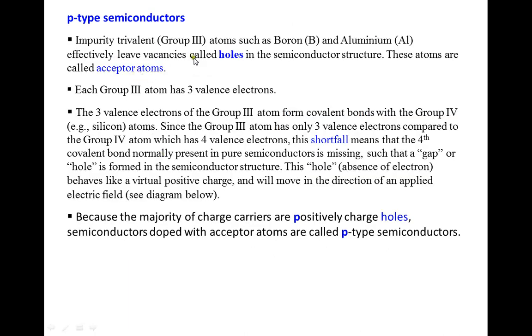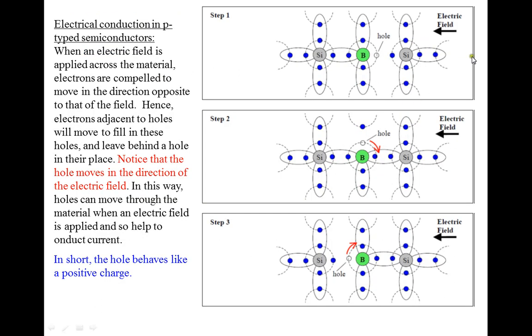Because it wants to accept an electron, these are called acceptor atoms. And it will try to make up for the shortfall of the 4th electron. Because the majority charge carriers are positively charged holes, these semiconductors are called p-type semiconductors. If we apply an electric field from right to left, the hole will be moved towards the left, in the direction of the electric field. In short, the hole behaves like a positive charge.